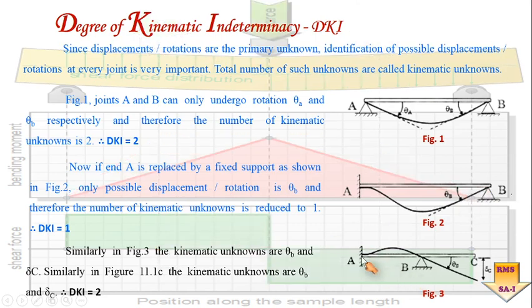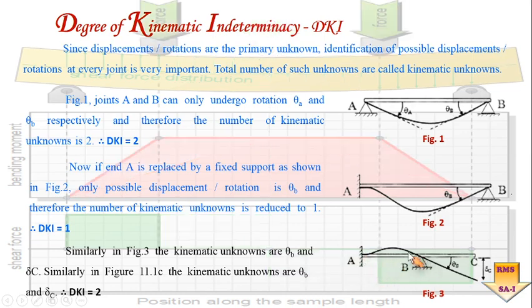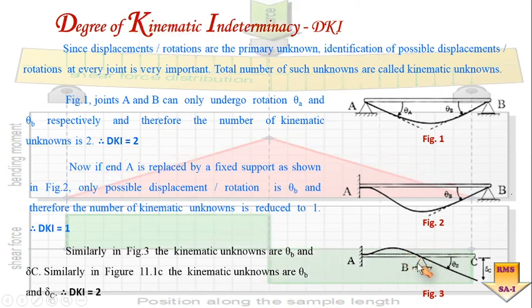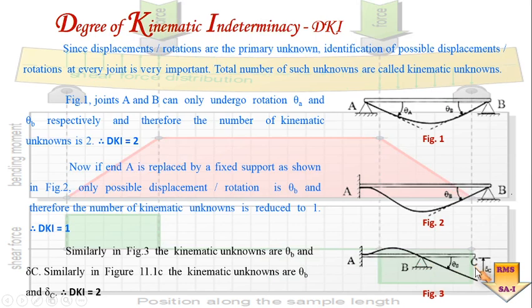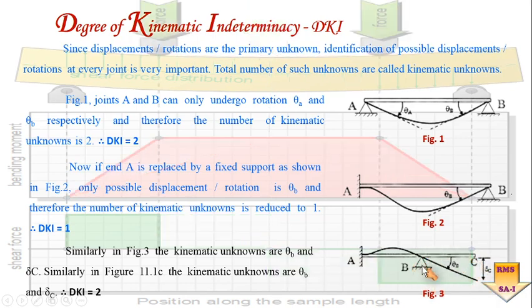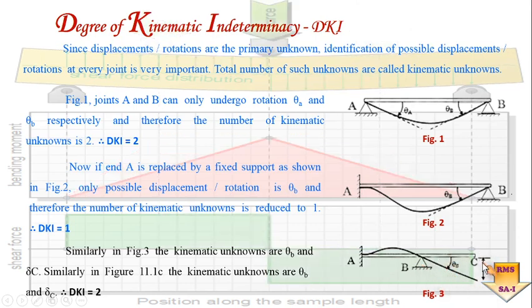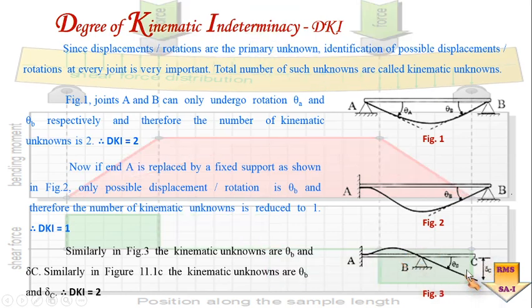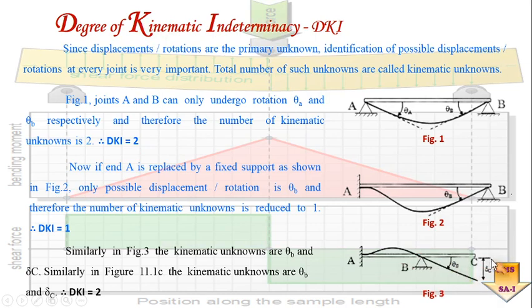In the third case, A is a fixed support, so no rotation. At B there will be a rotation, but here the rotation occurring about point B is not held by joint C, as there is no support. So this joint C will directly move downward. So in this specific problem, there are two displacements. One displacement is rotation and another is the vertical displacement at point C. So there are two displacements, theta B and delta C. So the DKI is equal to 2.